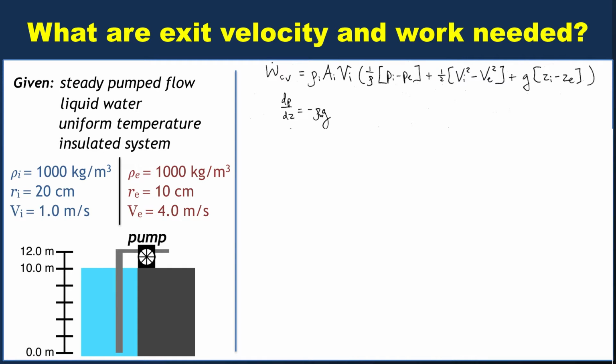Now we have to be a bit careful using this to make sure that we use the right limits of integration. So on the left-hand side, we'll integrate from the inlet pressure to the exit pressure. That's fine. On the right-hand side, it's minus rho g, where rho is the density of water. And I go from 0 to 10 meters instead of 0 to 12. Above 10 meters, we run out of water.